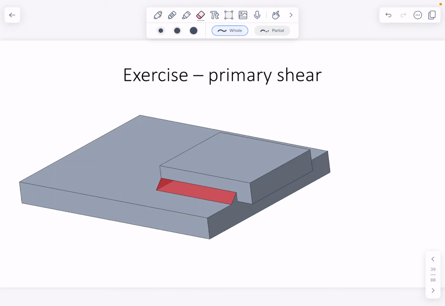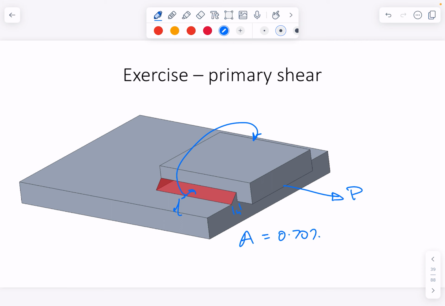So if I look at a simple example here, sort of like what I've just done, if I've got a pure shear force acting on that of load P, I have a cross-sectional area, if I assume this is repeated over there. If this is length L, I've got a weld bead of H, then the area is 0.707 times H times L times 2, because it's both sides.